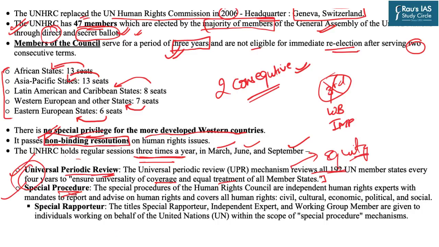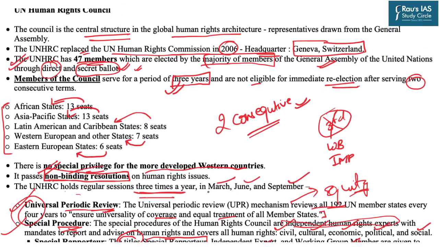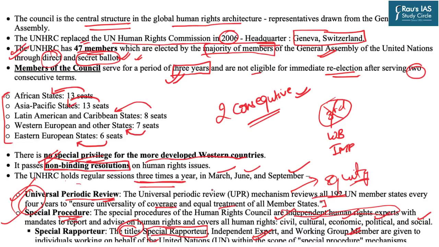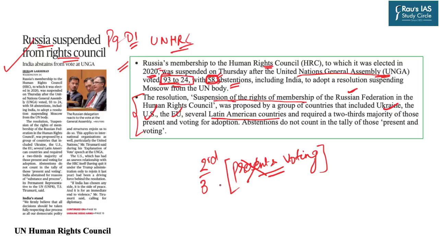This is basically done to strengthen equity among all the member countries. The second is the Special Procedure. These are independent human rights experts and they have a special mandate on human rights, and these human rights cover all the important dimensions, that is civil, cultural, economic, political and social. Now there is another important term, special rapporteur. This is basically a title provided to an independent expert and a working group member on behalf of the United Nations. So this was purely a factual topic and that is why mainly relevant from the prelims perspective, but an important one given the backdrop of the recent suspension of Russia's membership from this council.